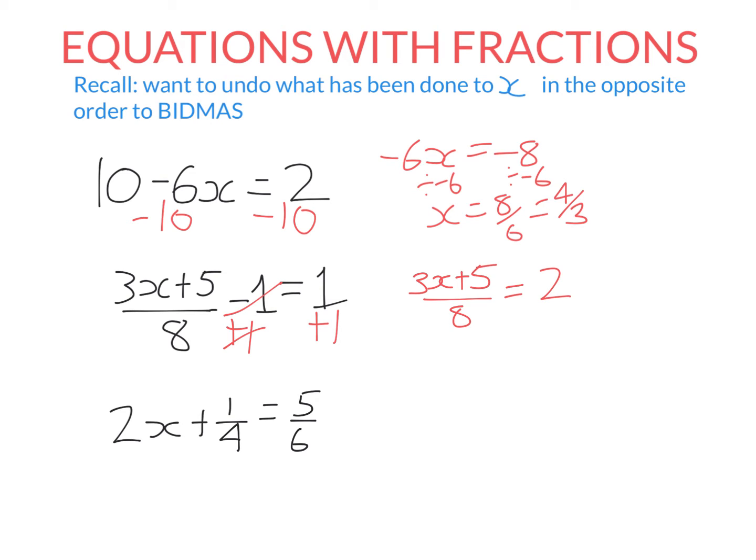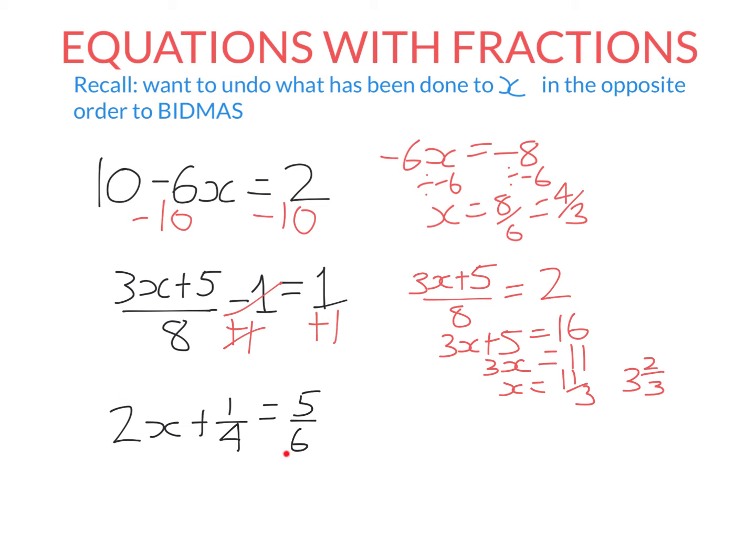So now I'm going to multiply each side by 8, undo dividing by 8. Then I'm going to subtract 5 from both sides, and I'm going to divide by 3. So 11 divided by 3 is just 11 over 3, or if you like, it's 3 2/3.